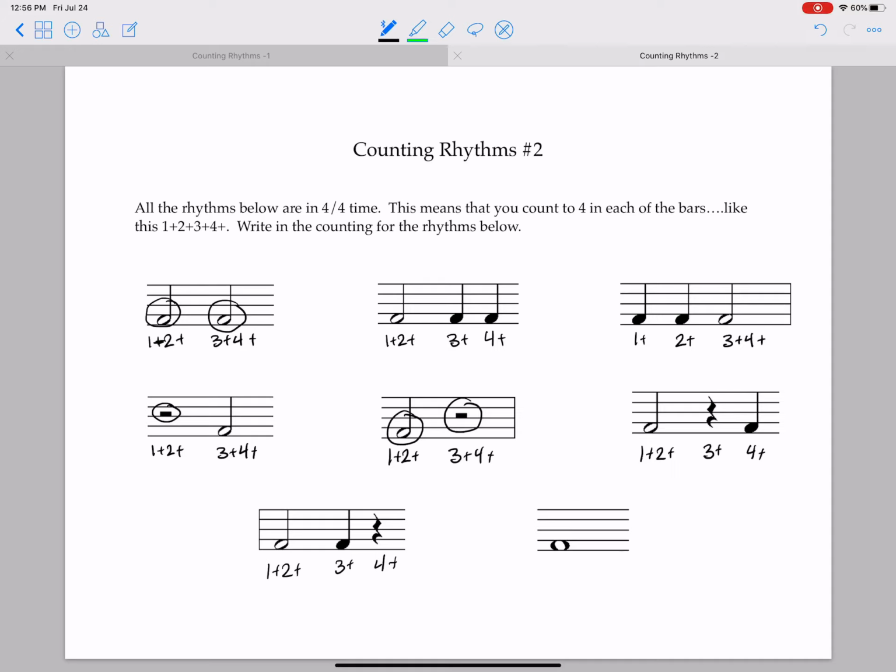Our last rhythm here is completely different than all the others. It's a whole note, which gets 4 beats. A whole note gets 4 beats in 4/4 time. So we write 1 and 2 and 3 and 4 and. All of those, all for the whole note. And that is the end of Counting Rhythms number 2.